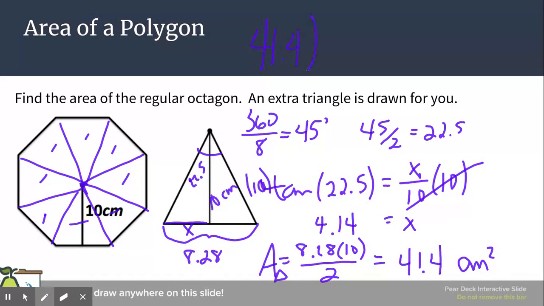41.4 times 8 triangles gives me a grand total area of 331.2 centimeters squared as the area of my regular octagon, right? We talked about regular last time, meaning that all the sides are the same length and all the angles are the same, which allows us to go through this process.